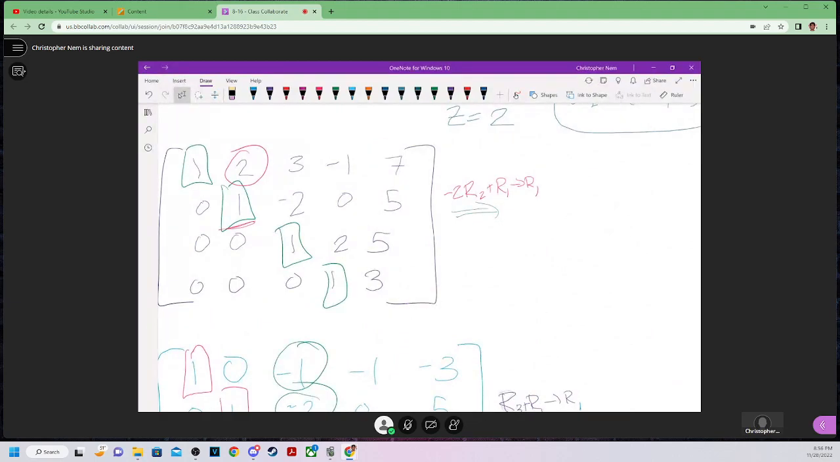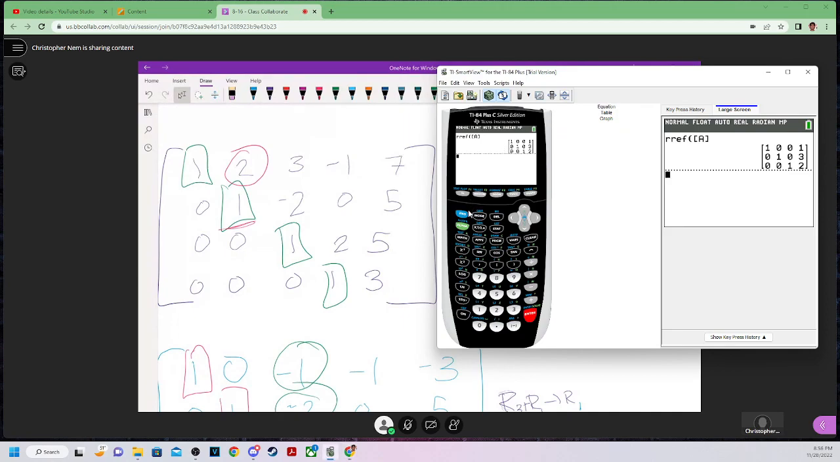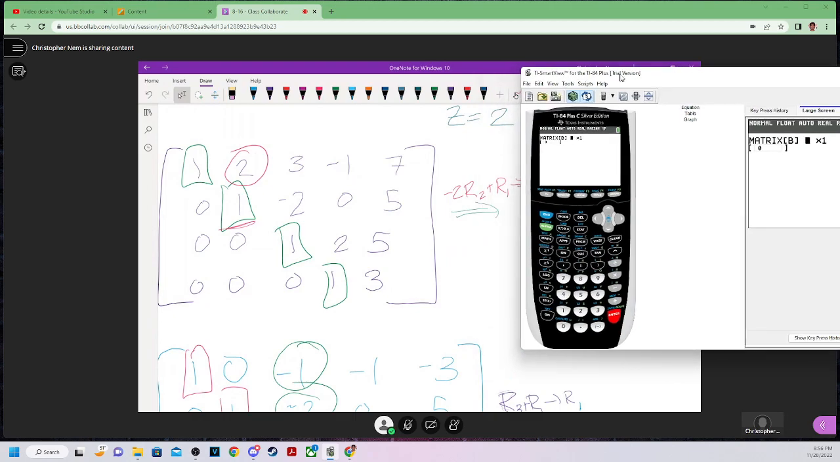Let's go back to our handy dandy graphing calculator, and I had to clear this. Let's go to second, X raised to the negative first power, which is matrix. Now instead of A, I'm going to use B. I'm going to edit the matrix B. The size of this matrix: 1, 2, 3, 4. There are 4 rows and 5 columns, so this is a 4 by 5.